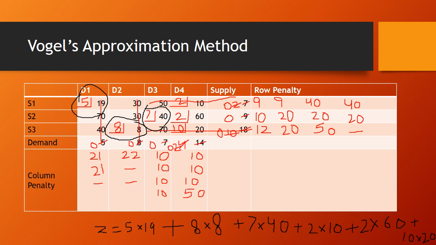And in this way we will solve the Vogel's approximation method problems, and this method is believed to give you the most precise results among all three methods. So the cost which you will get from this method will be the least among all the methods. Hope you understand this question. If there is any doubt, please write to me.